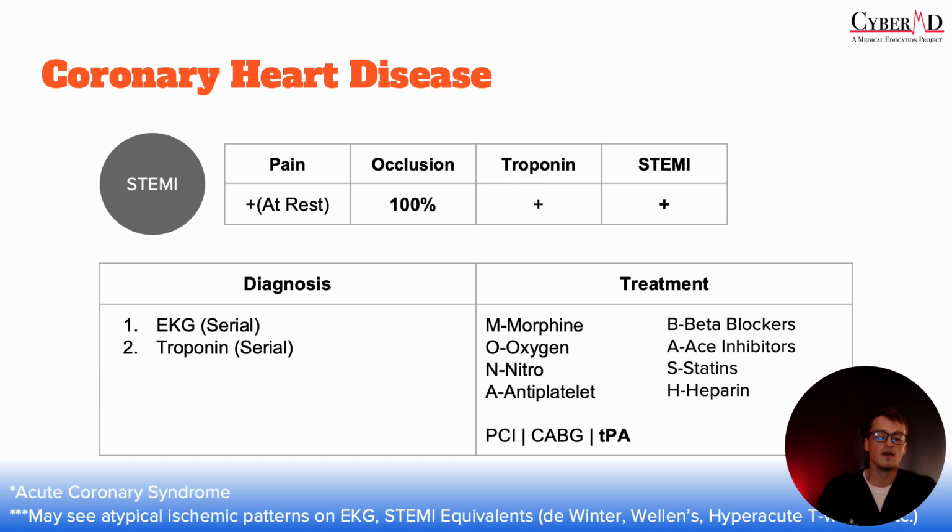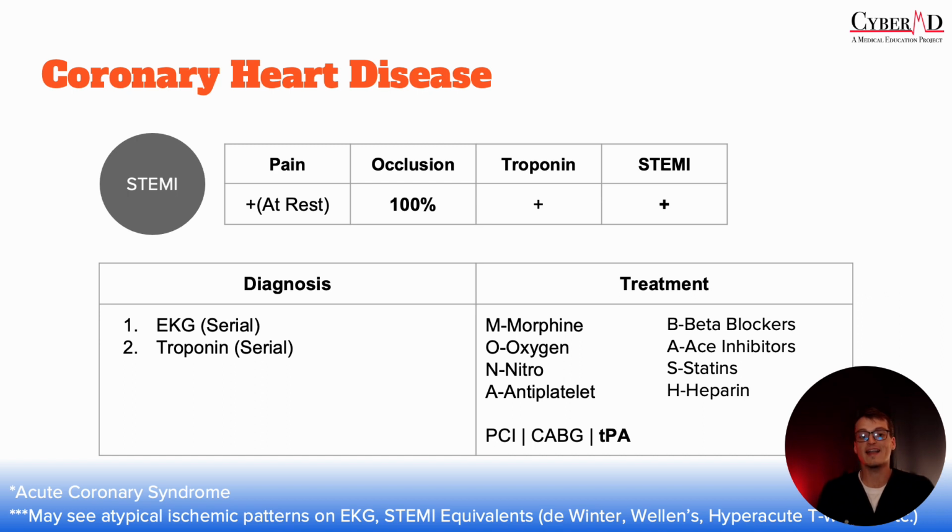Now, lastly, let's talk about the big bad wolf, STEMI, ST segment elevation myocardial infarction. In STEMI, you have 100% occlusion of a coronary artery that leads to elevated troponins and those ST segment elevations on EKG tracings. Making the diagnosis is much of the same as in NSTEMI, and the treatment is going to be the same with regards to CABG and PCI.